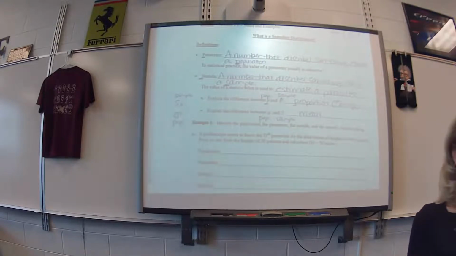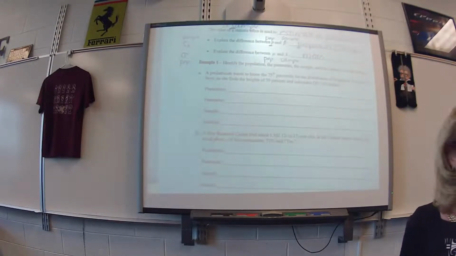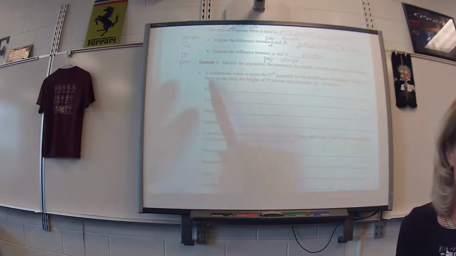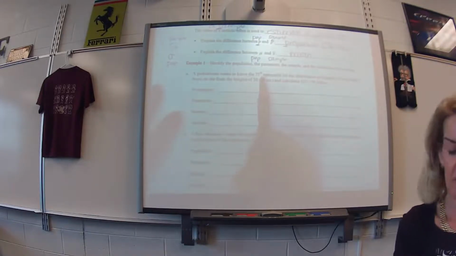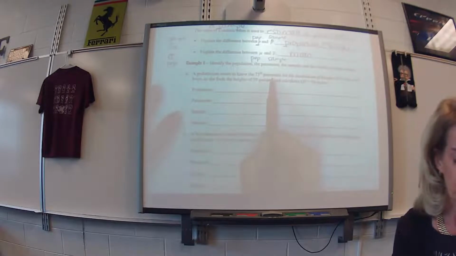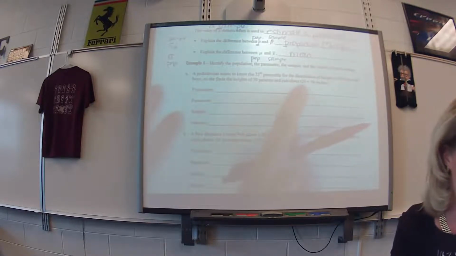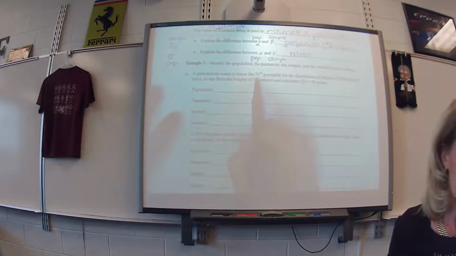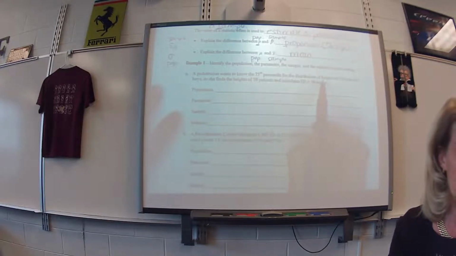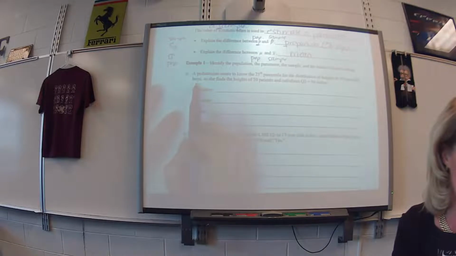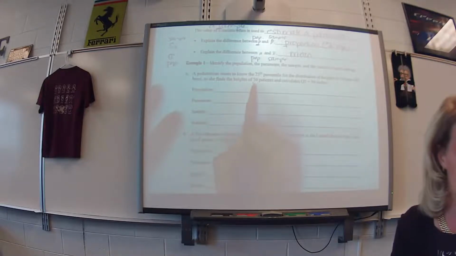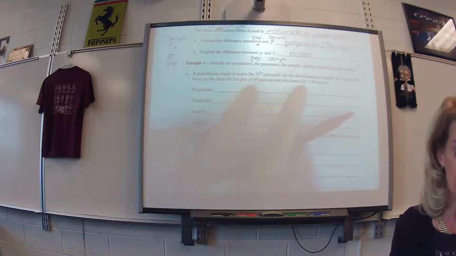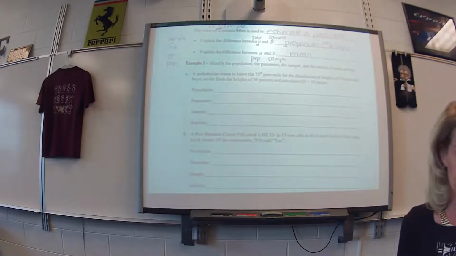So the first couple of examples are just, can you identify a population versus a sample, a parameter versus a statistic? A pediatrician wants to know the 75th percentile, which is also Q3, remember? They want to know the 75th percentile for the distribution of heights of 10-year-old boys. She finds the heights of 50 patients, and she calculates Q3, the 75th percentile, as 56 inches. All right.